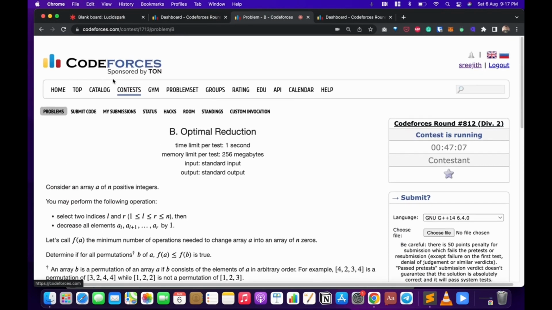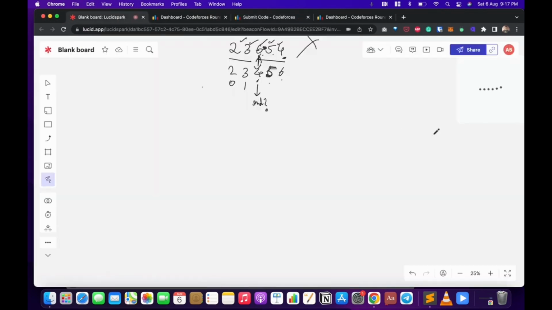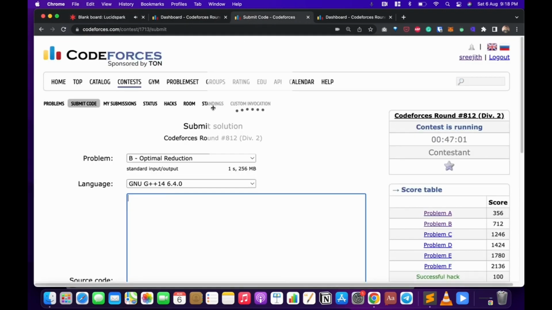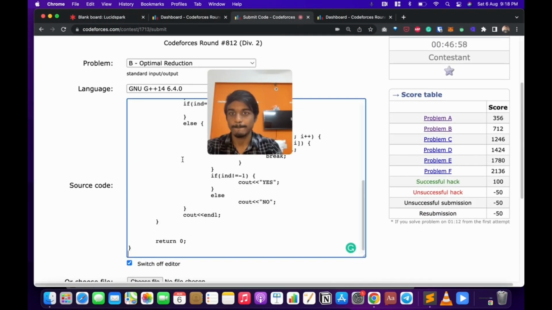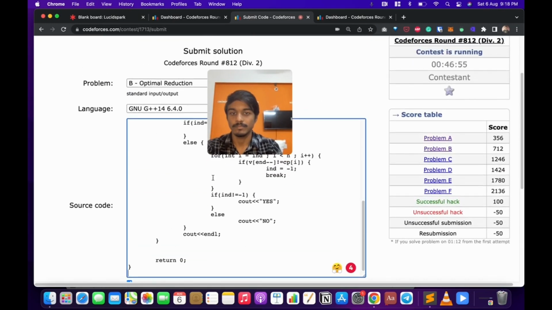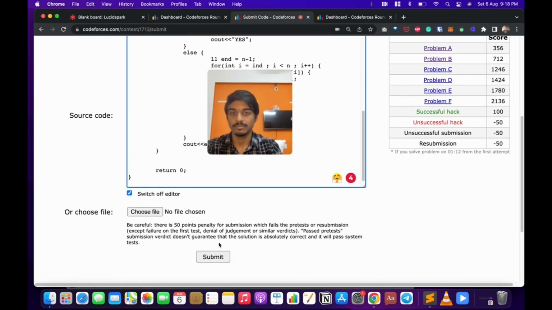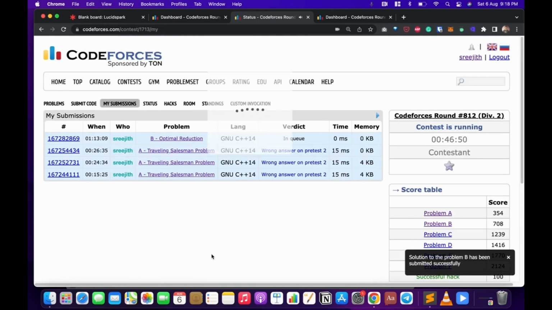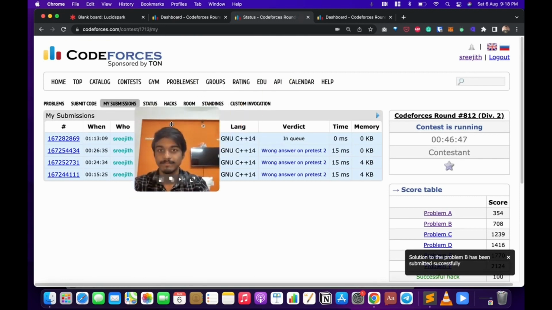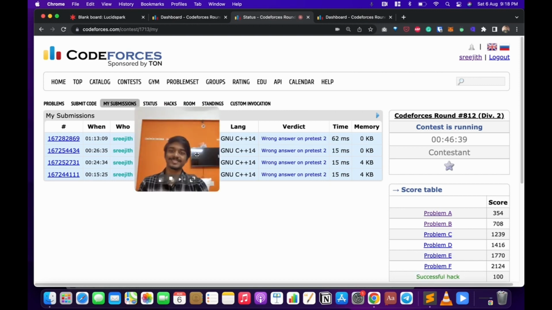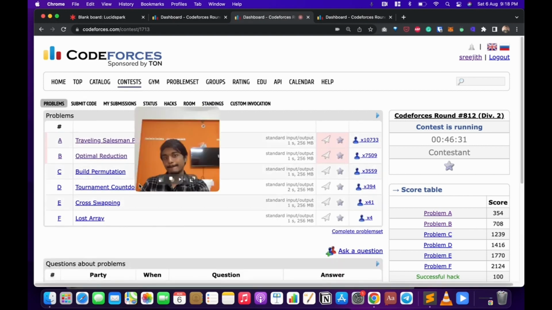Let me just submit this. I have to capture my reaction also. So, array, this is also gone. Let me see what is the C value.